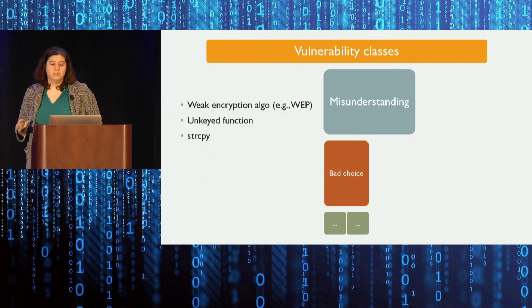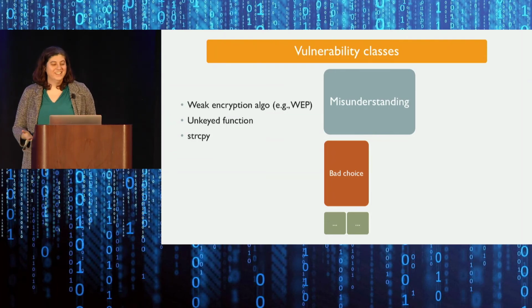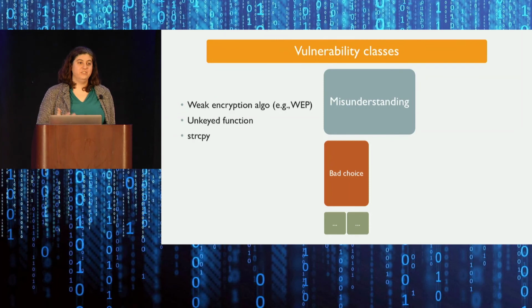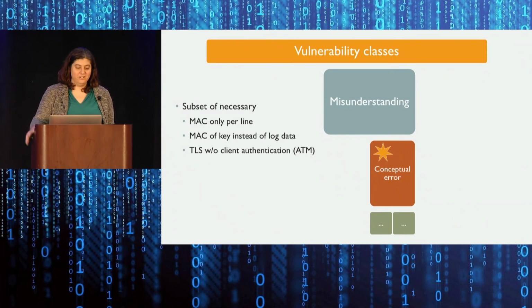Where I think this gets the most interesting is where we start getting into some of these misunderstandings. So we have bad choices. We have weak encryption algorithms. We had one team use WEP in 2016. I don't have an explanation for that, but sure. We had people using unkeyed functions, essentially an unkeyed hash, to check the validity of the log file before they read it back. You can easily see why this is not going to work. And we did have a few cases of people still using strcpy. So sad.